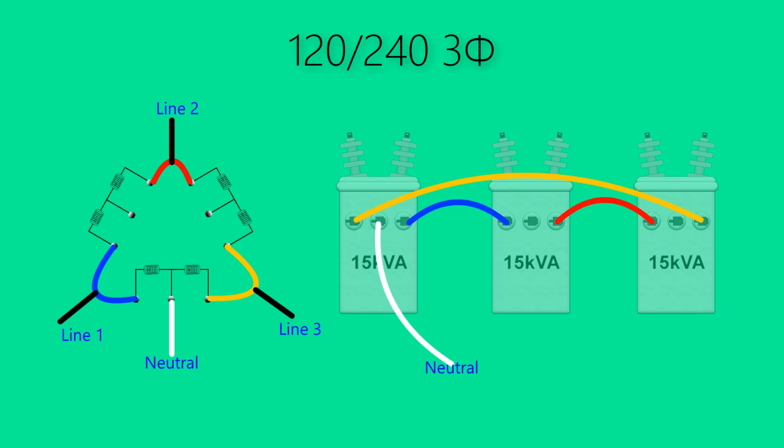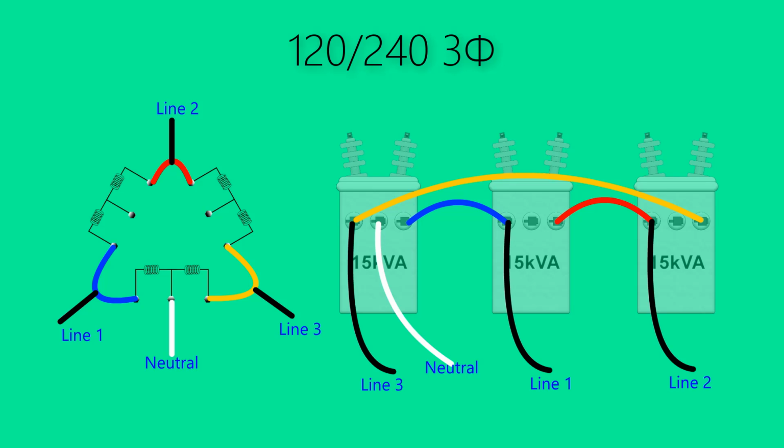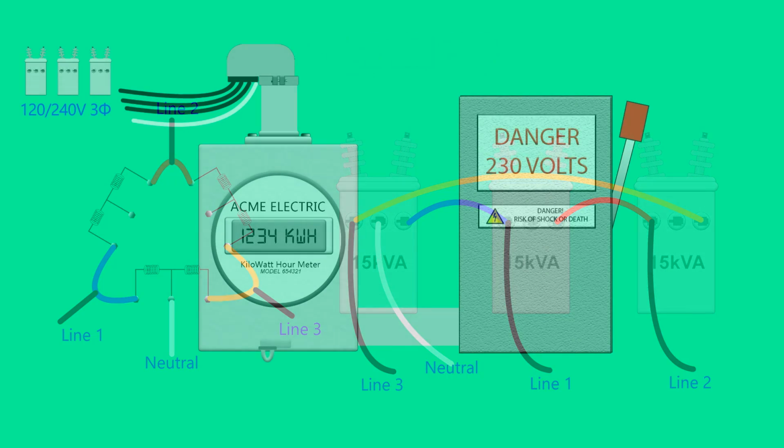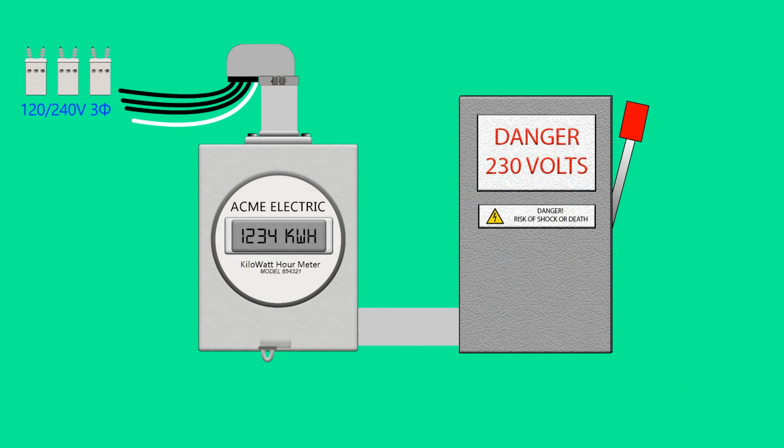Notice also the white neutral conductor comes from the center tap connection of one transformer. The black, three-phase power lines to the service comes from each corner of the delta configuration. The 120, 240 volt three-phase power is sent to the electrical service. First the power is metered and then sent to the main service disconnect.